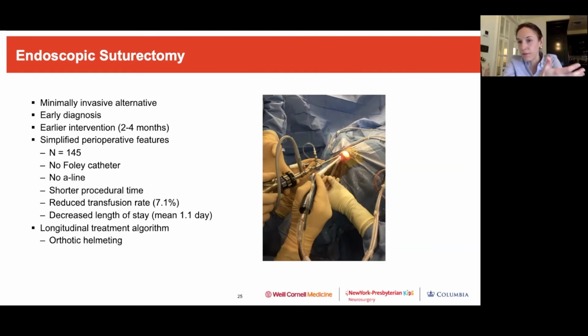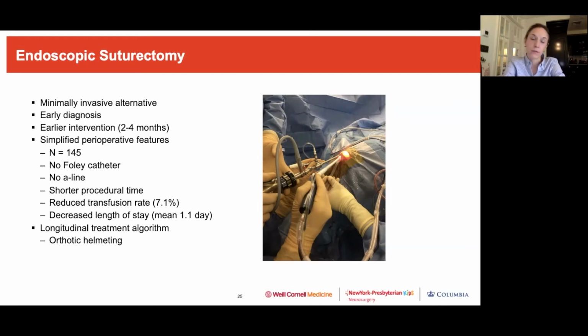So of course this developed because it's much more minimally invasive than the procedure I'm going to show you next, which is the standard frontal orbital advancement or open cranial vault remodeling. It simplifies the perioperative process as well, in that it is a much shorter procedure. This takes us about an hour versus 8 hours.